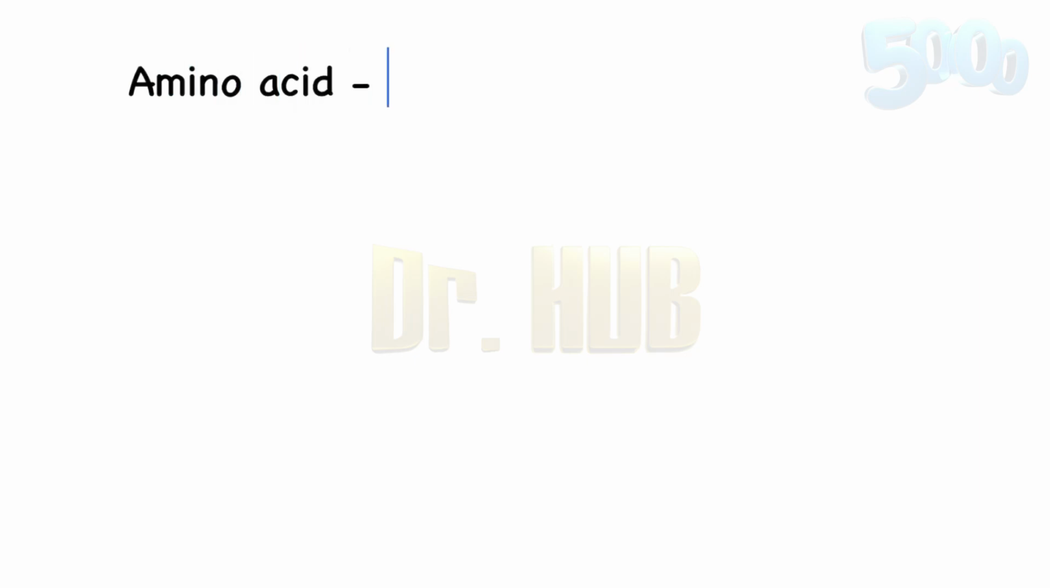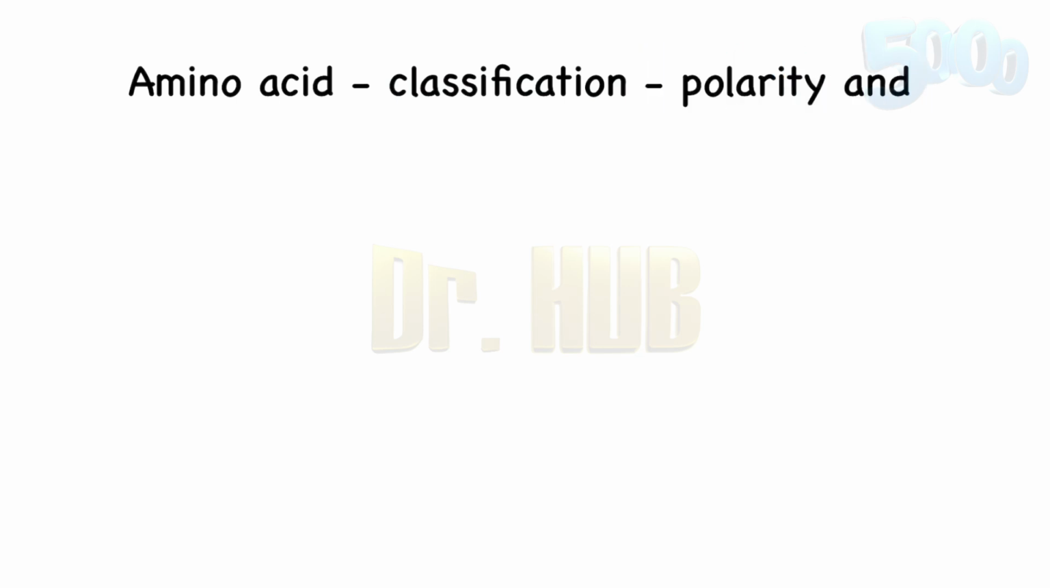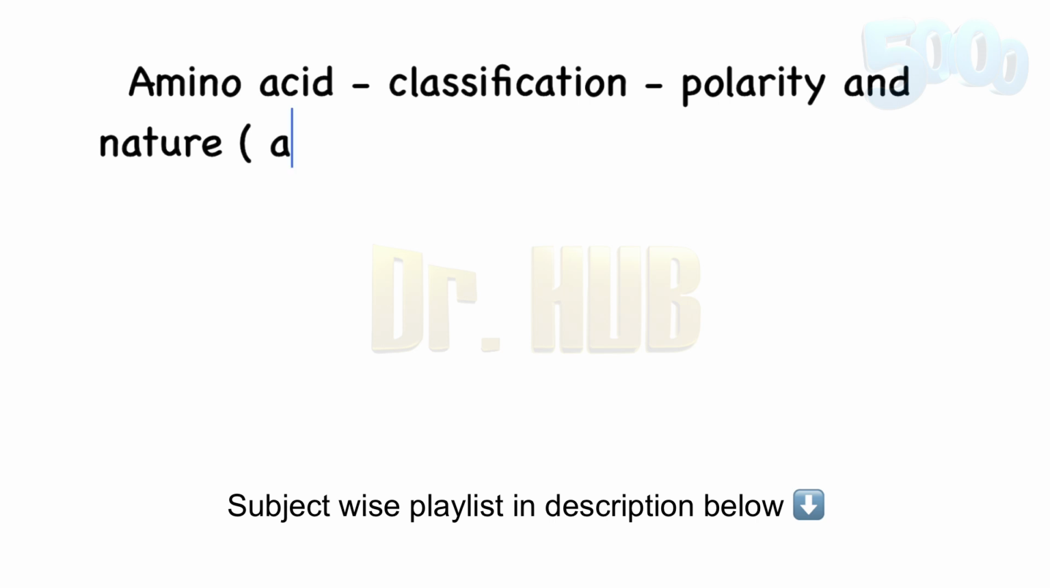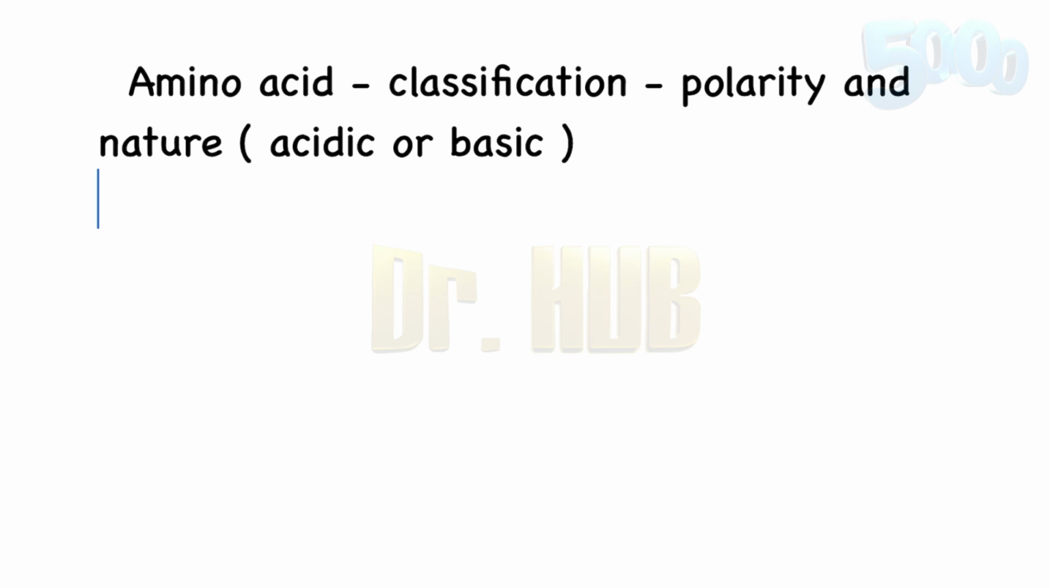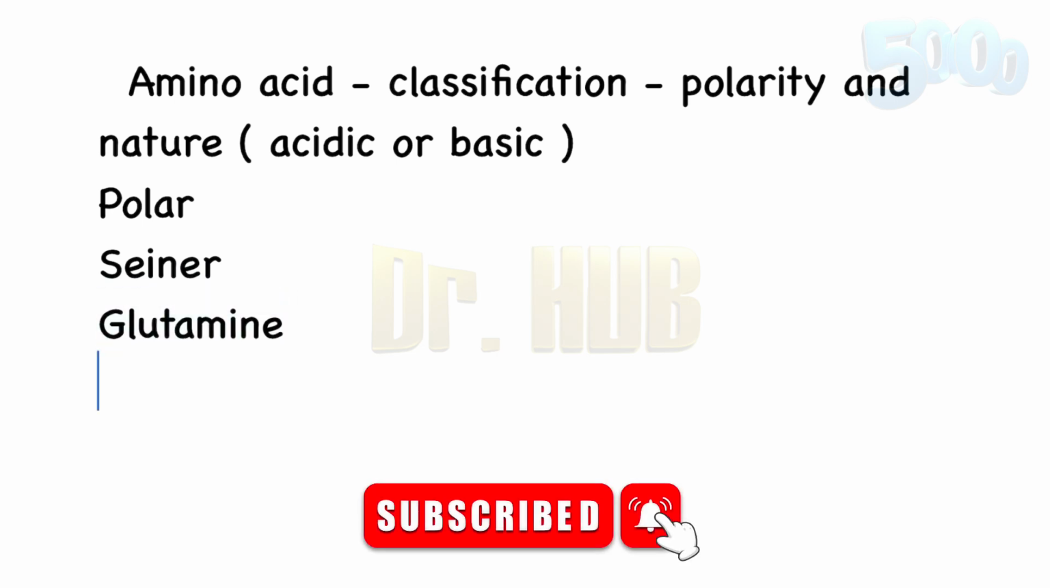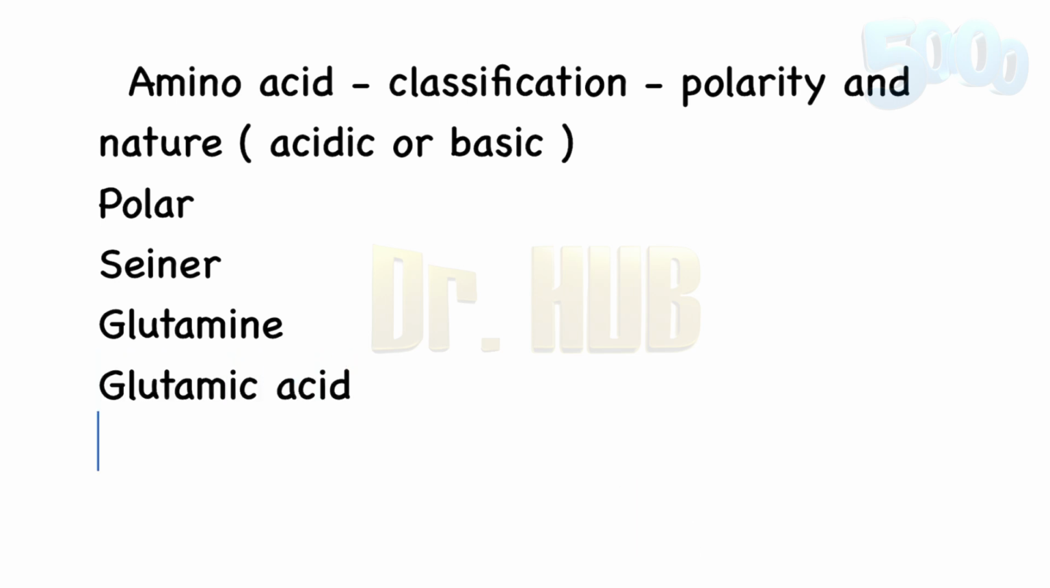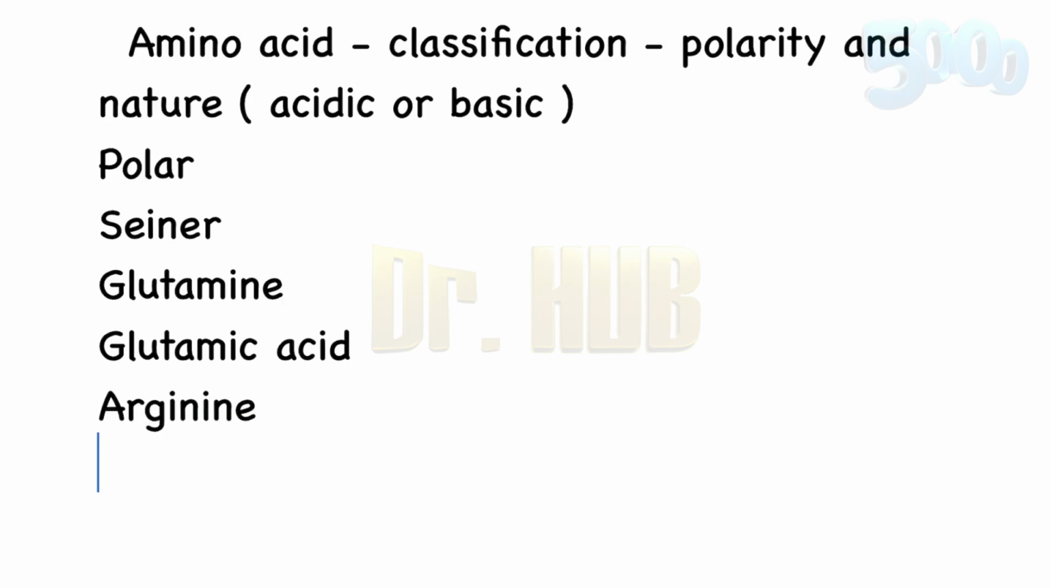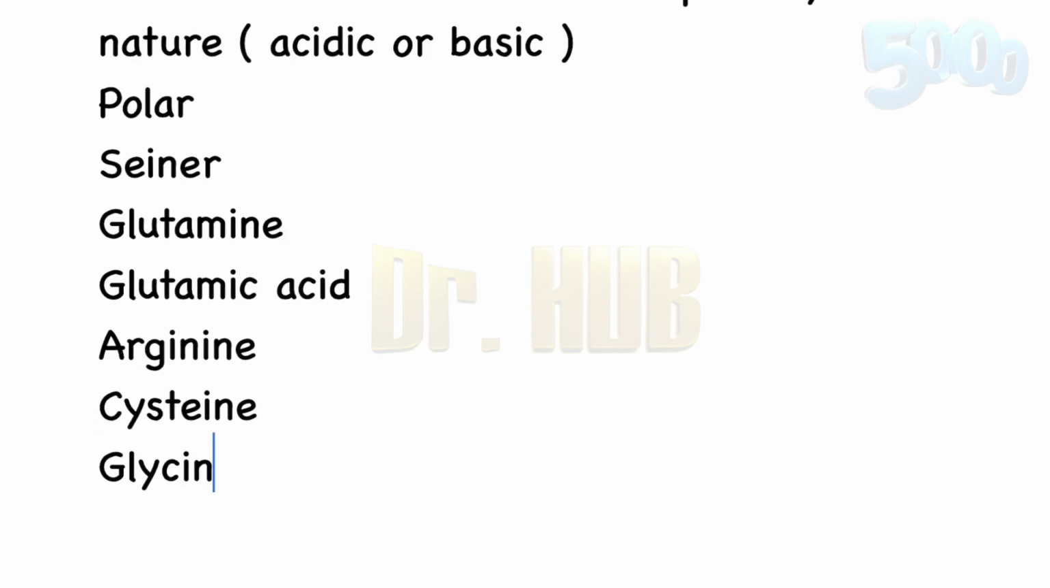Amino acids, we look at the classification on the basis of the polarity and also the nature. That is, by nature we mean if it is acidic or basic. So first one is looking at polar. Polar includes serine, threonine, asparagine, glutamine. Then comes aspartic acid and glutamic acid. So there are two acids. Then lysine, there is arginine, there is histidine, there is cysteine, as well as glycine.